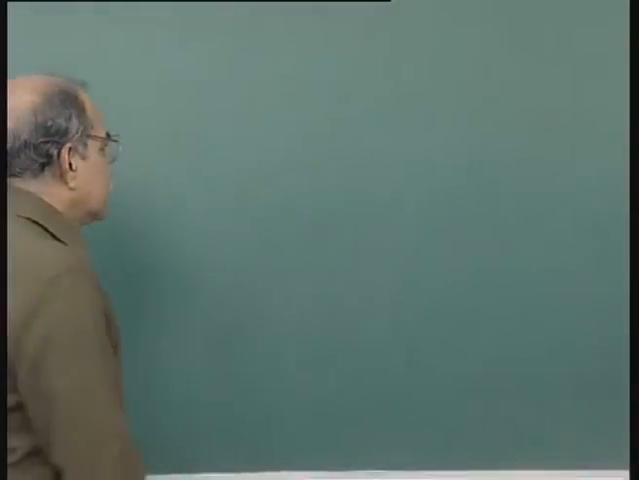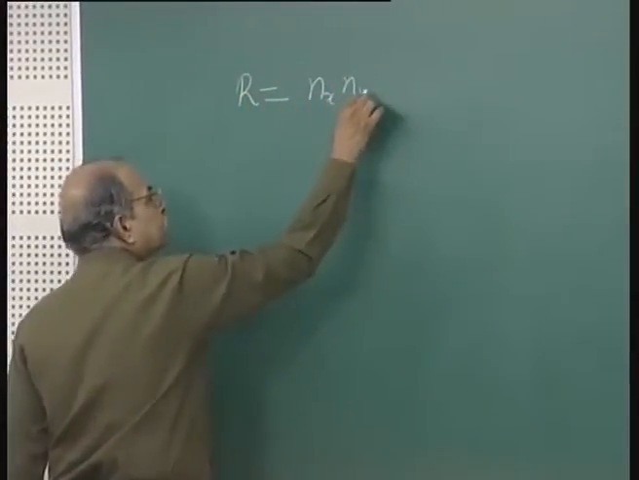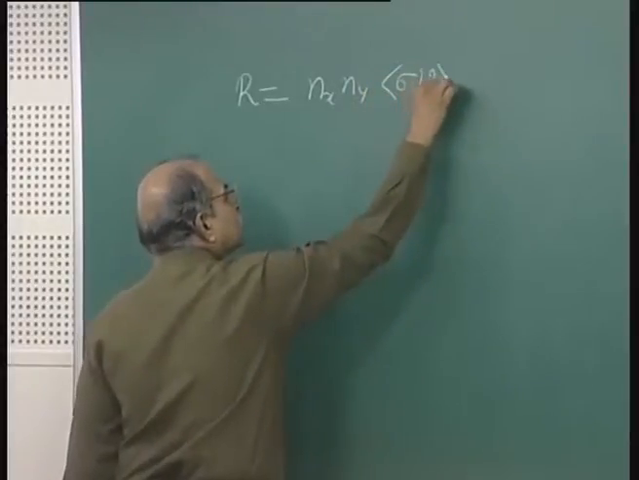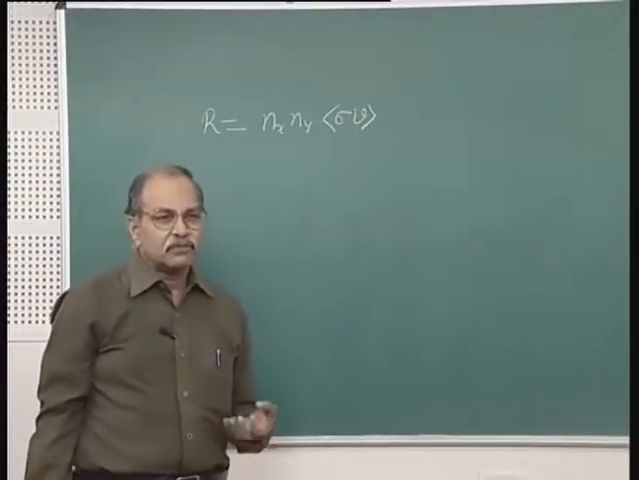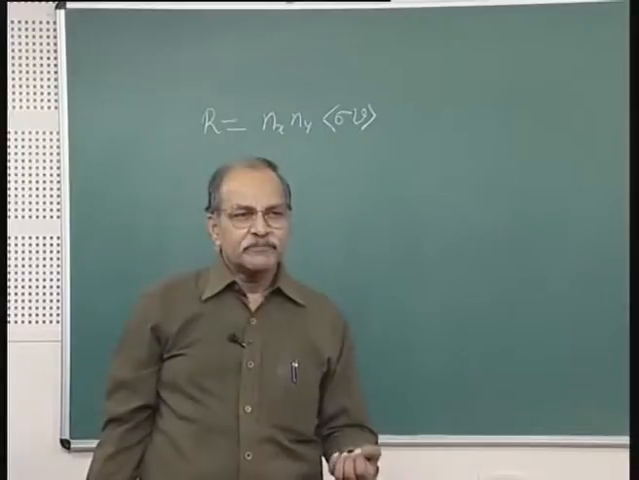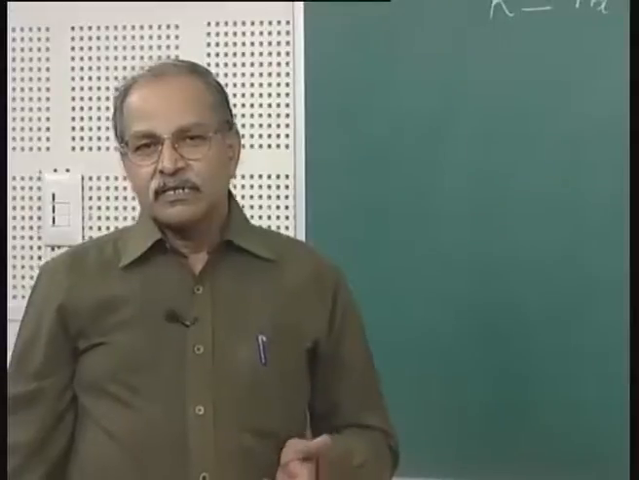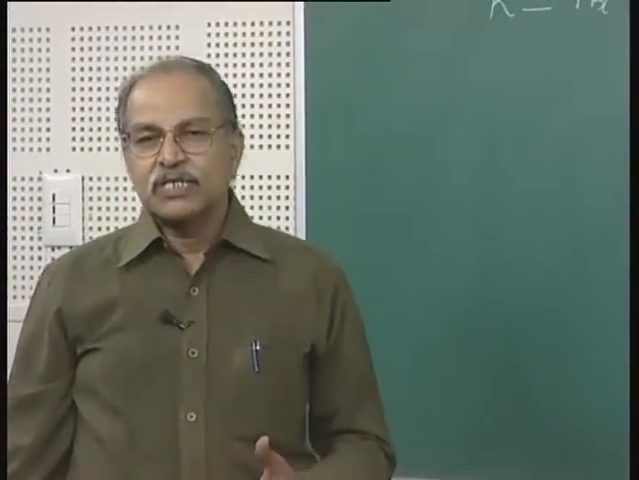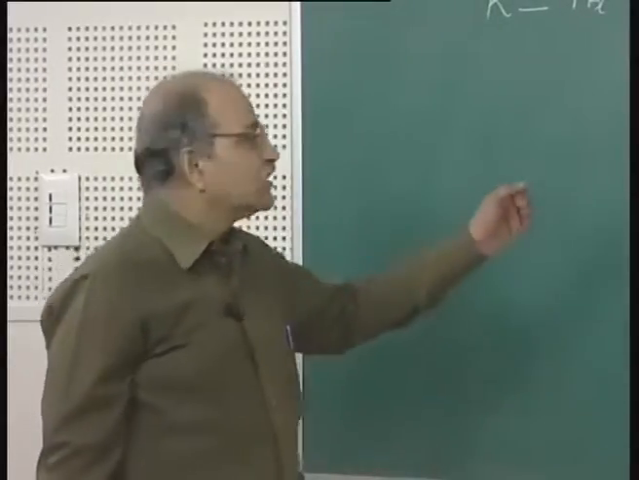So, in the previous lecture I talked about the reaction rates, and the reaction rate R is, if you write, Nx Ny and sigma V average value of that. Nx and Ny are the concentrations, number of nuclei of X and Y per unit volume, and sigma is the cross section for that particular reaction in those particular conditions, and V is the relative speed between the two interacting nuclei.